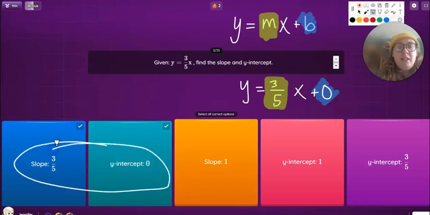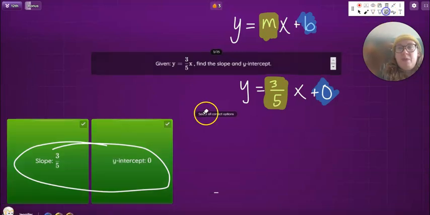So you want to make sure you're selecting both of those, and then you can hit submit in the bottom right corner.